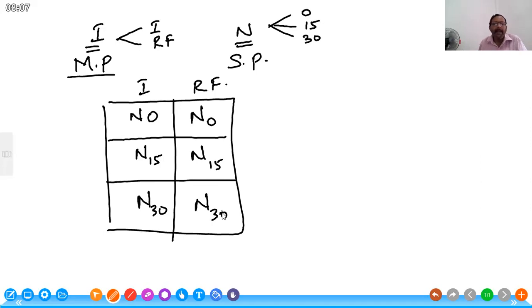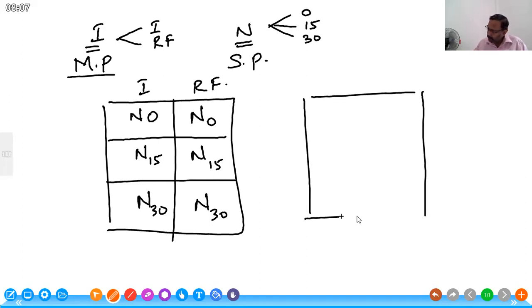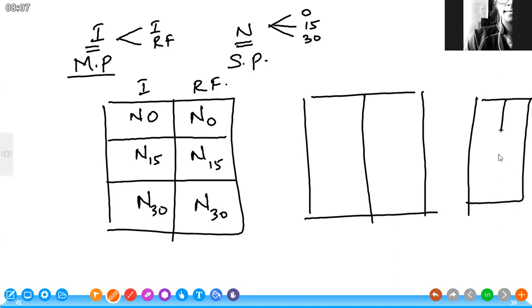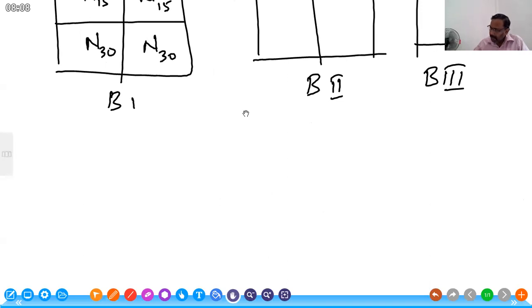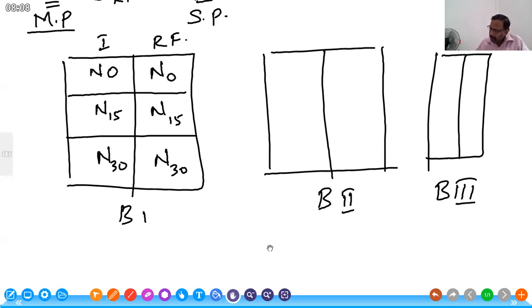So how many replicates are there? Or how many blocks are there? From your data, how many blocks are there? 3 blocks. 3 blocks, yes. So likewise, this is block 1, this is block 2, this is block 3. So that is the information given there, right? So basically, this is the real picture of the experimental setup. This experimental setup is called the field layout, right? This is the field layout.